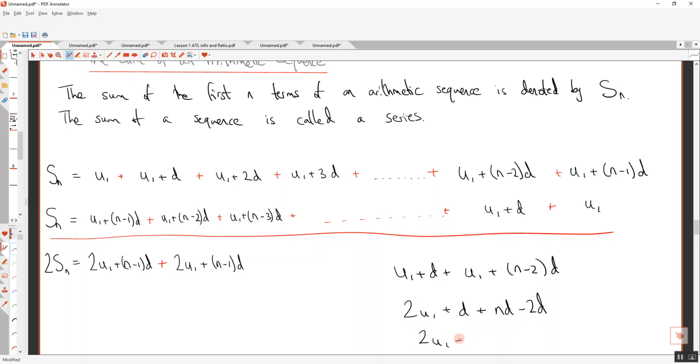I've got plus nd. And then d take away 2d is take away d. And then take d out as a factor and we get back to here, okay? So each of these terms, whenever I add them together, I'm going to get exactly the same thing, 2u1 plus n minus 1d. Just like in the other one, when I got just the values of 8 out, I got exactly the same thing the whole way across.